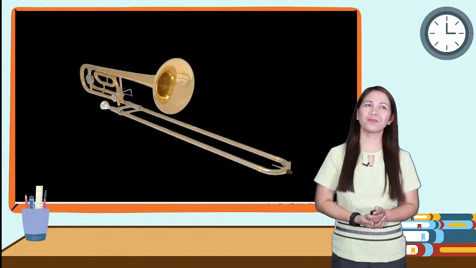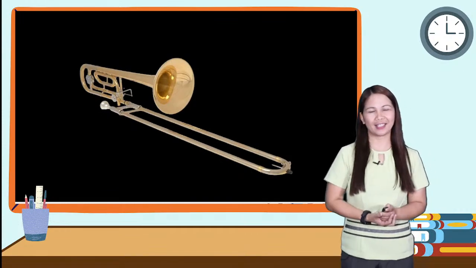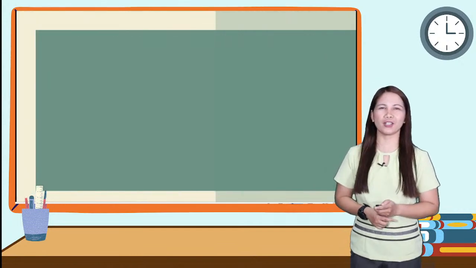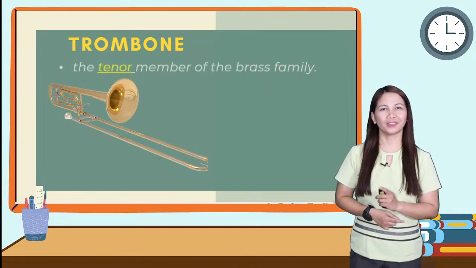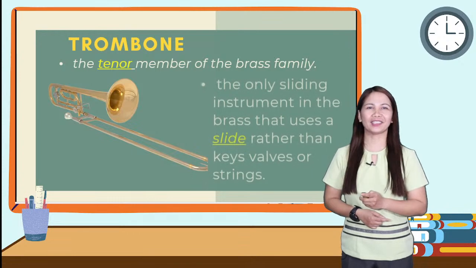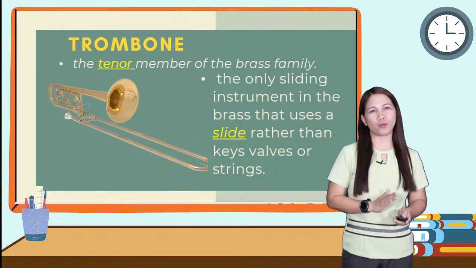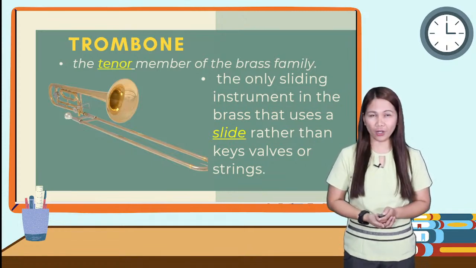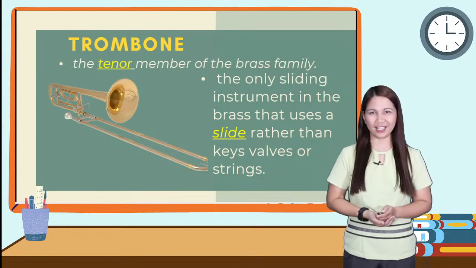And this one? Okay, so what have you noticed in that musical instrument? And that is trombone. The tenor member of the brass family. Okay, take note of this. The only sliding instrument in the brass family that uses a slide rather than the keys, valves, or strings.